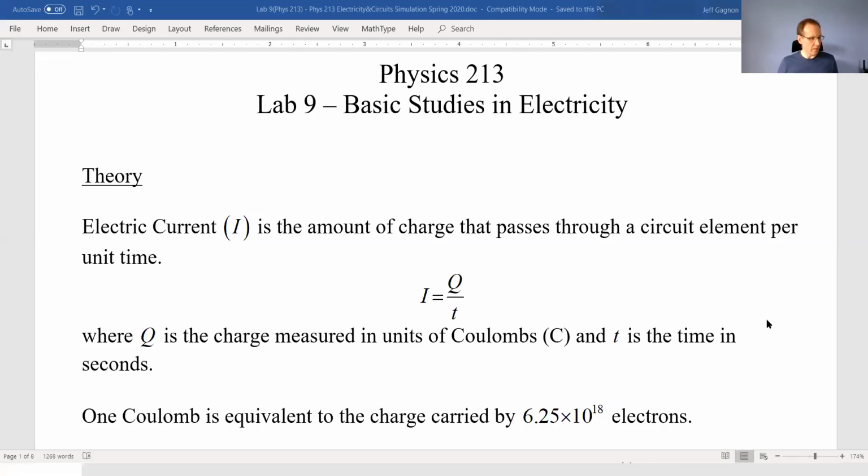So first of all, you can think of electric current as being the amount of charge that passes through a circuit element per time. So charge, which we usually denote by Q, is measured in coulombs, and time, obviously, is going to be in seconds. So it's coulombs per second is the current. And a coulomb actually is a huge amount of charge. It's like the charge carried by around 6 times 10 to the 18th electrons. So that's 6 with 18 zeros after. So that's quite a large charge.